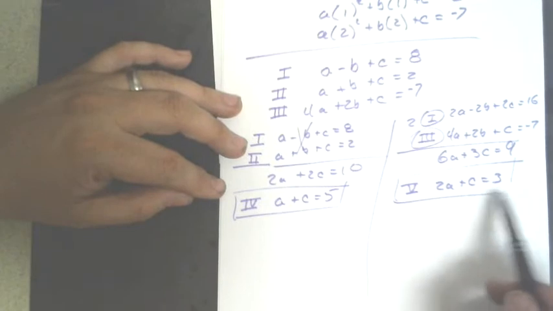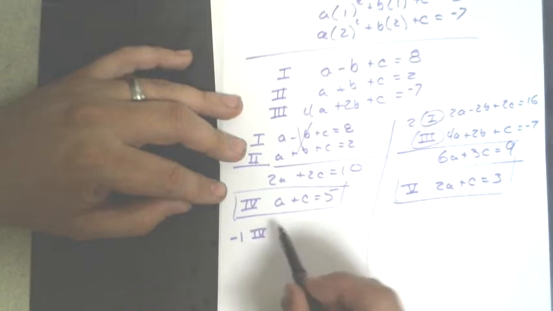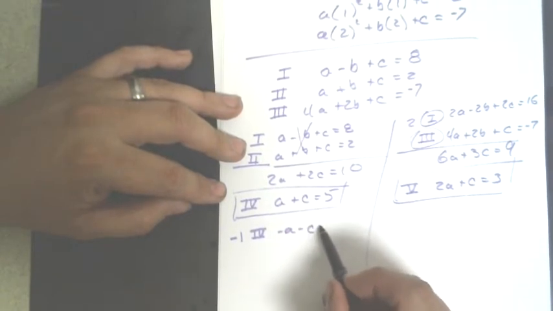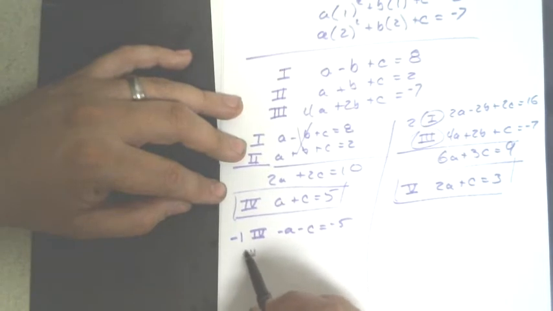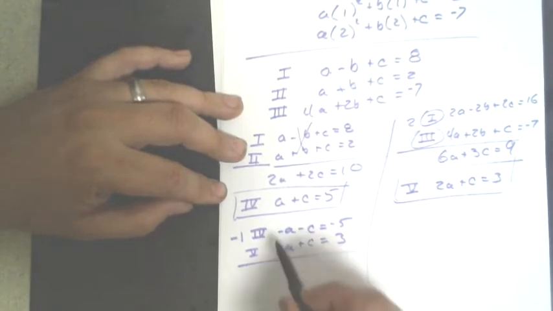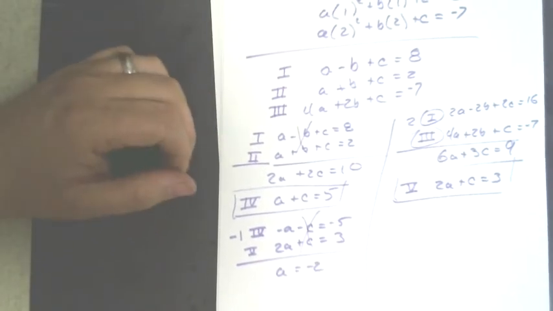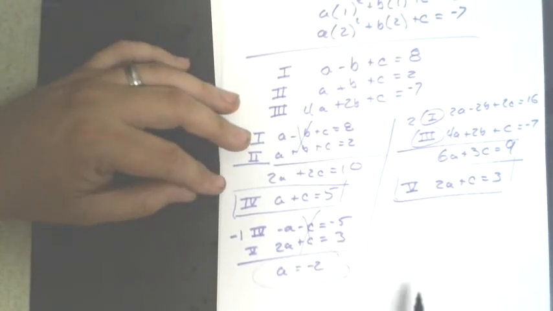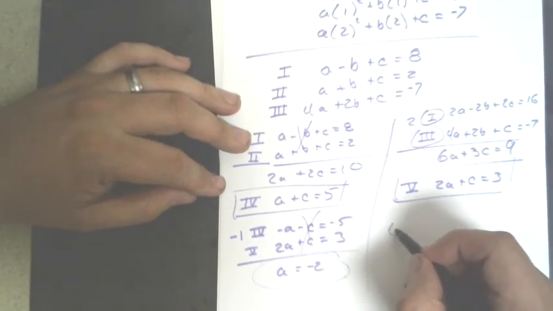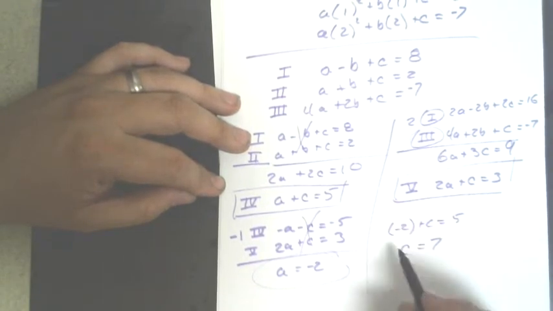Let's multiply this by -1. So -1 times equation 4 gives -a minus c equals -5. And then equation 5, 2a plus c equals 3. So that leaves us with 1a, no c's like we planned, equals -2. So we know a. Back it into any of these to find c. So -2 plus c has to equal 5. So c had better be 7.